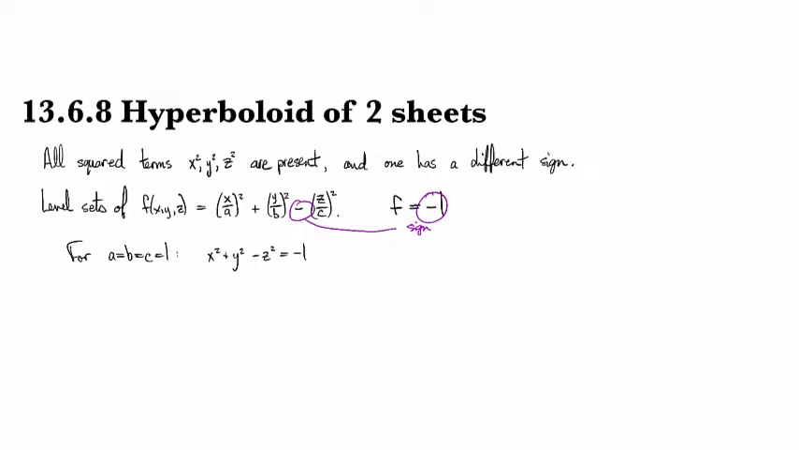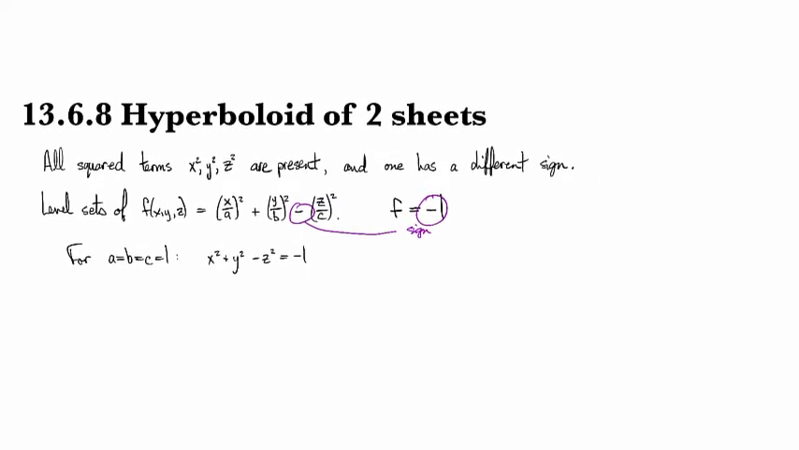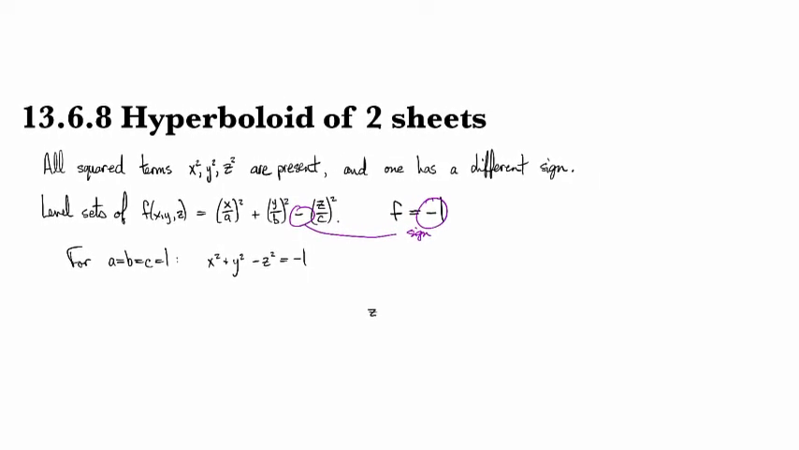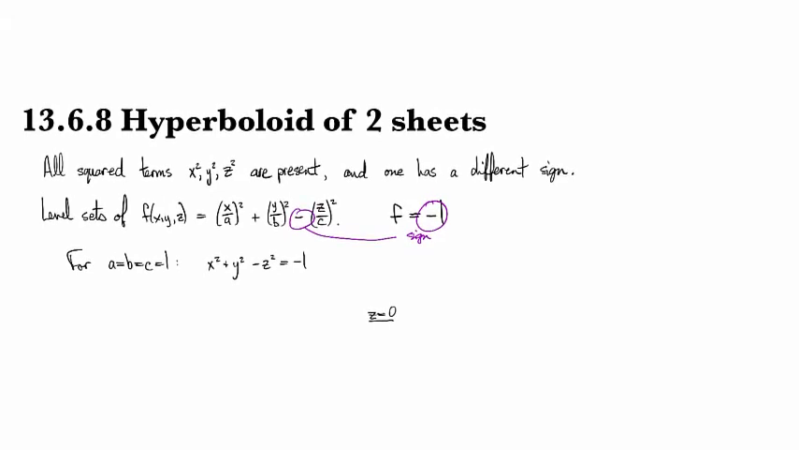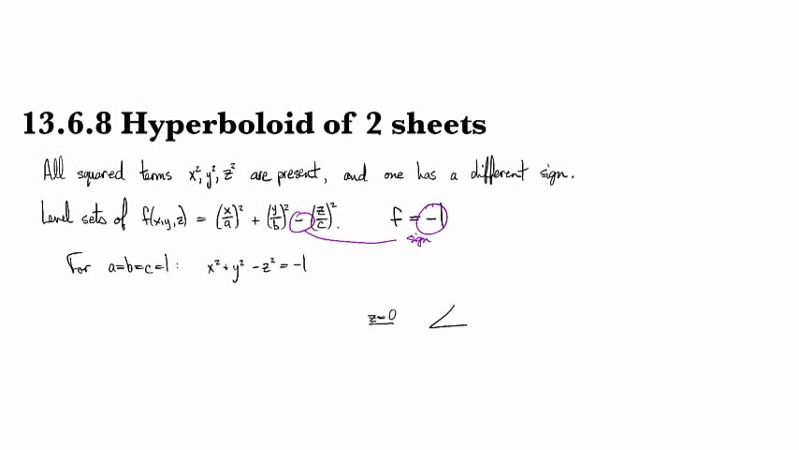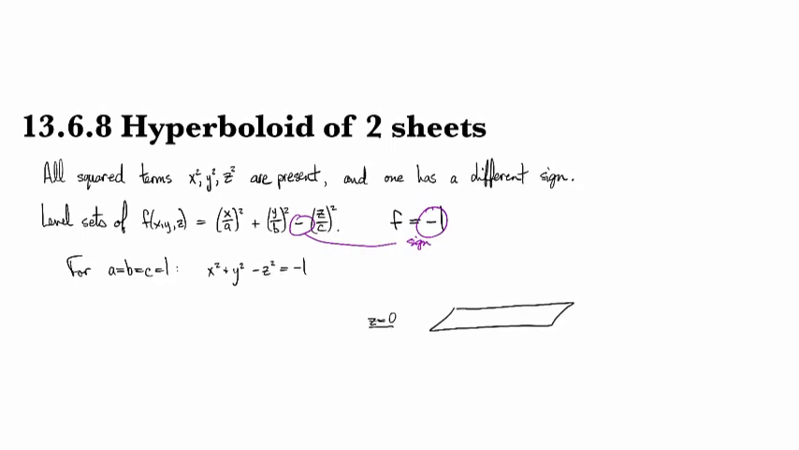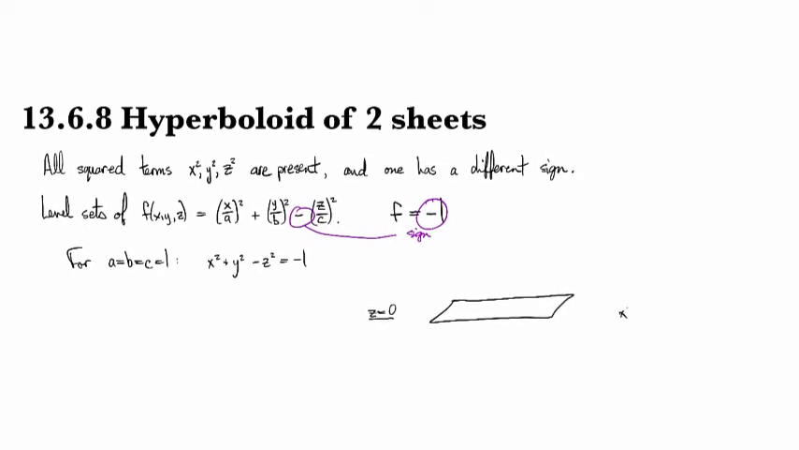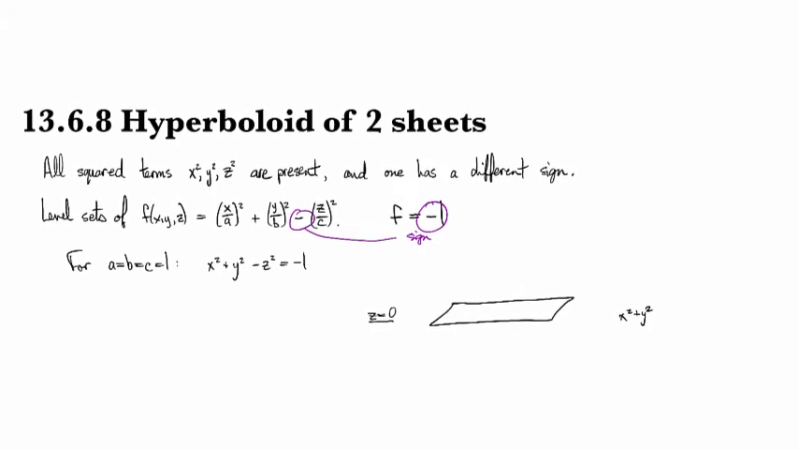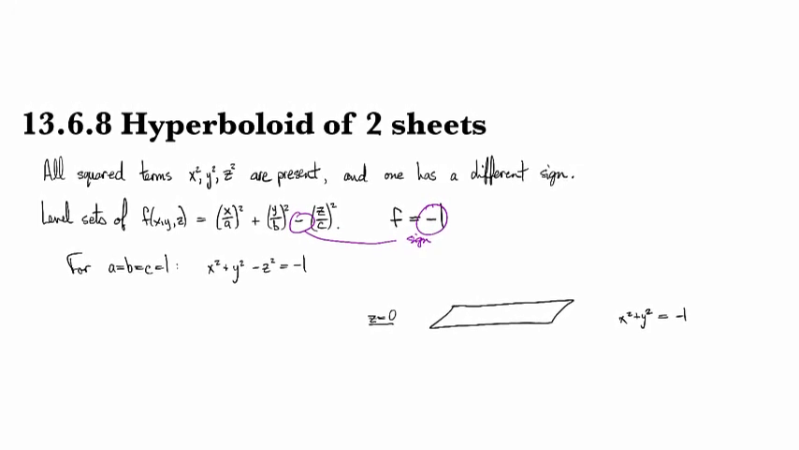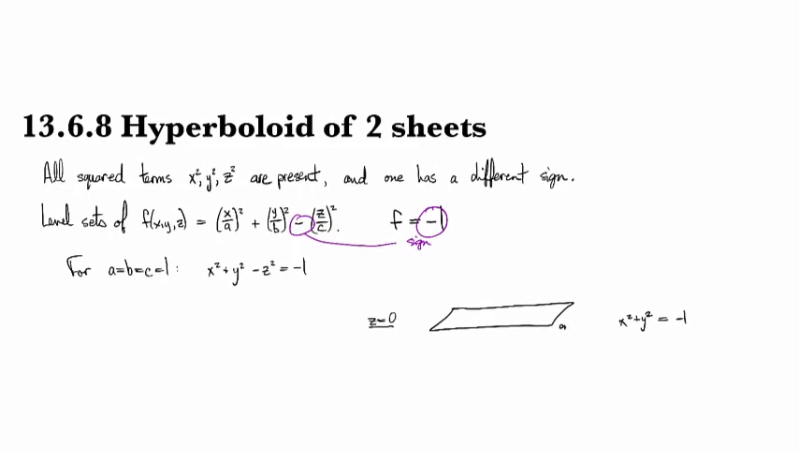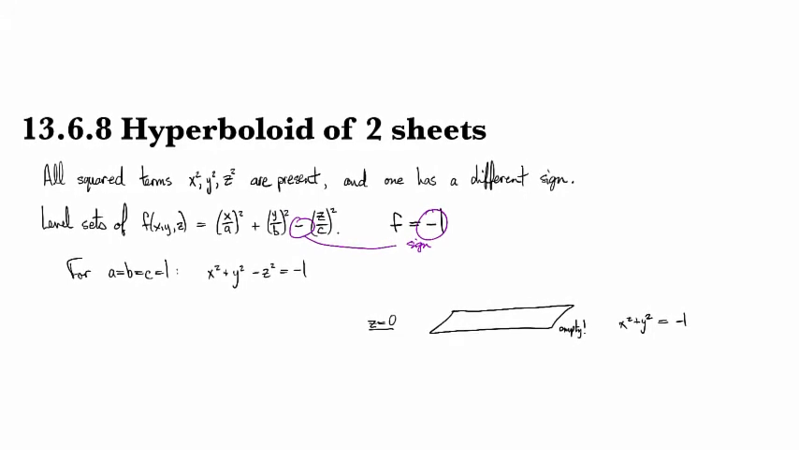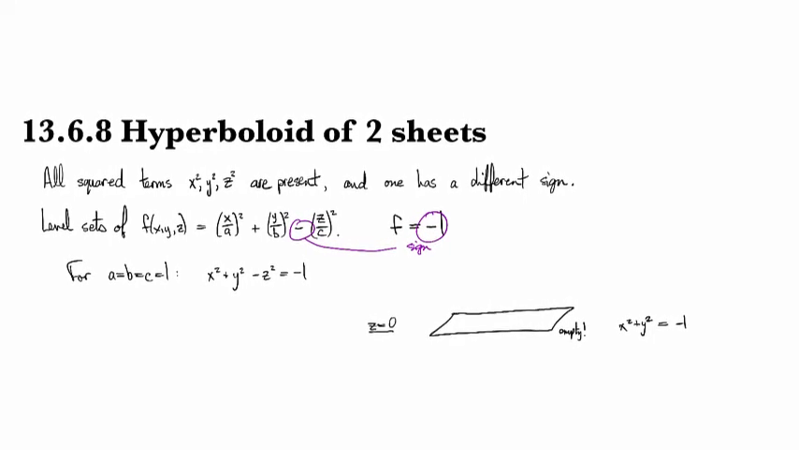Okay, so what do we get? Let's start cooking up some traces. So for z equals 0, we have the equation x squared plus y squared equals -1. So it's empty. There's no solutions to that equation, right?